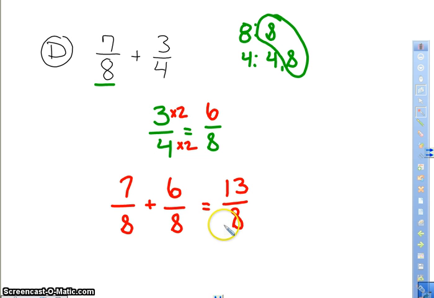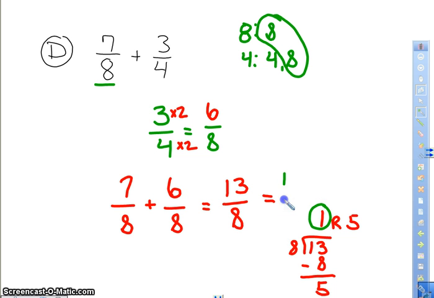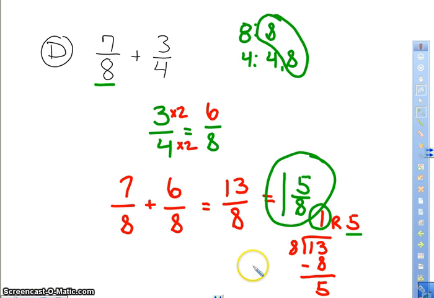Well, I need to change my improper fraction to a mixed number. So if you remember, this is when I take 8 and divide it into 13. So 8 goes into 13 one whole time. When I subtract, I get 5, so it's a remainder of 5. The 1 is my whole number, so I have 1. The remainder is my numerator, and my denominator stays the same because we're talking about the same whole, eighths. So 1 5/8 is my answer.